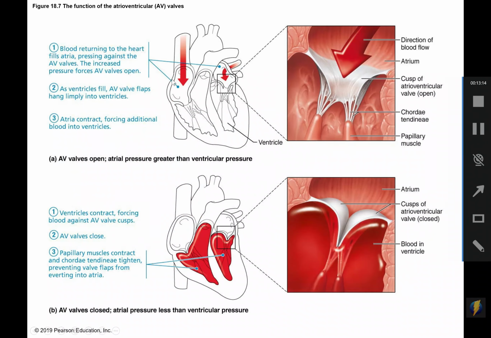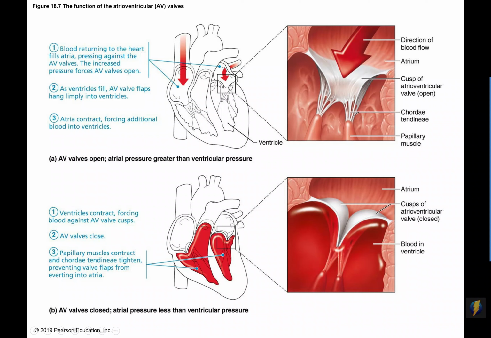So let's talk about the AV valves first. So essentially what we're looking at is blood returning to the heart, flowing into the atria. That pressure of the blood flowing in kind of opens the flaps of the valves. That allows the blood to continue to flow from the atria into the ventricles.